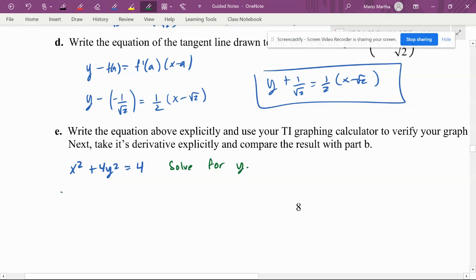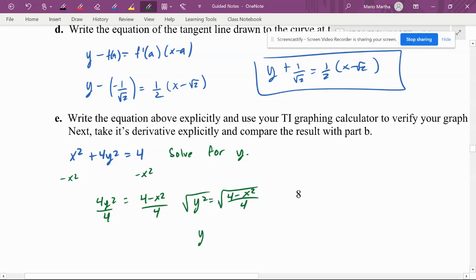So here we're going to subtract x squared from both sides. We end up with 4y squared equals 4 minus x squared. And then from there, divide both sides by 4. So you have y squared equals 4 minus x squared over positive 4. And then finally take the square root of both sides. And we end up with y equals plus or minus the square root of 4 minus x squared over 4. Remember, you can always do it separately. So square root of 4 is 2, so it's 1 over 2, square root of 4 minus x squared.